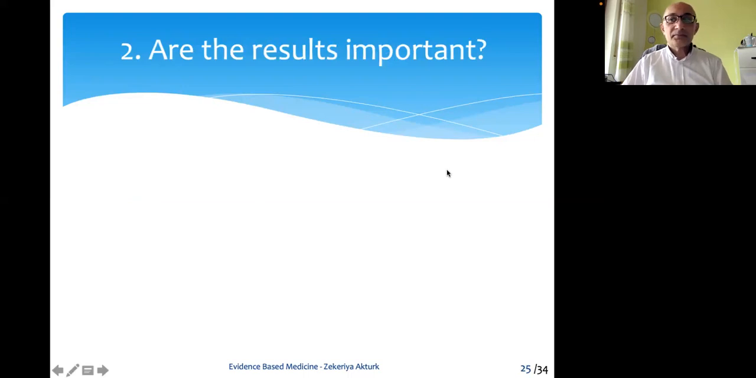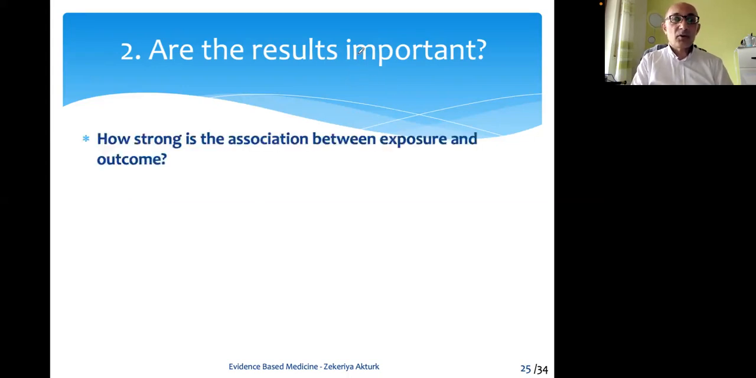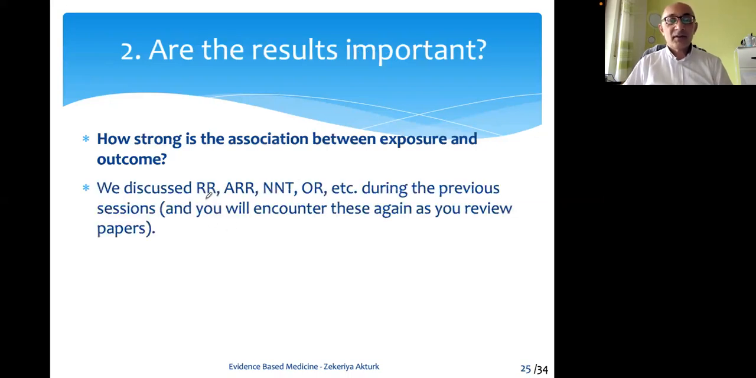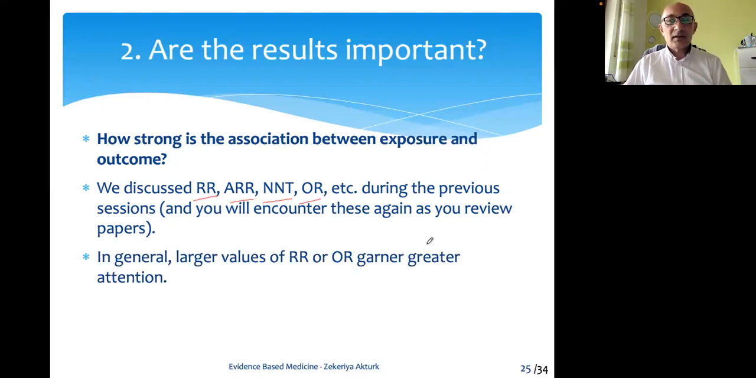After another break, now let us discuss the importance. Are our results important, or how important are they? For this purpose, we have the parameters measured, which show the importance of the study, like relative risk, absolute risk reduction, number needed to treat, odds ratio, etc. This we all have gone through, discussed during our previous presentations.